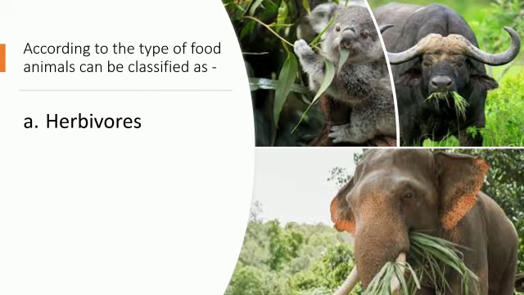According to the types of food, animals can be classified as herbivores. Herbivores are the animals which get their energy by eating plants. Example, cow, elephant, deer, etc.